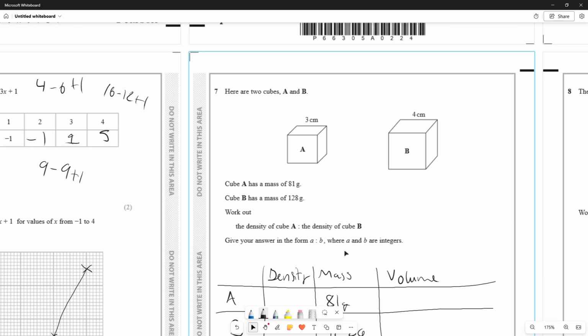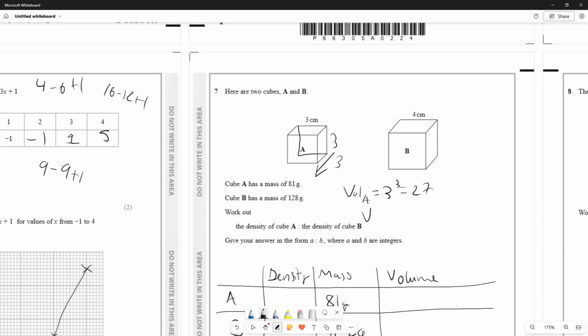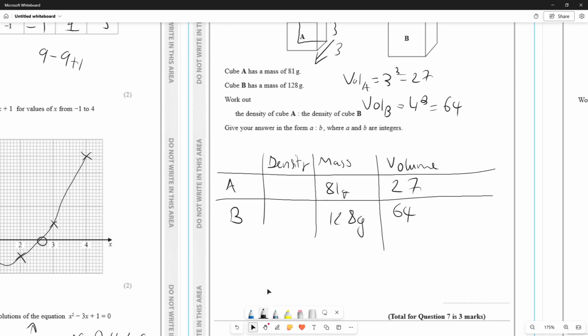Now they're cubes, okay? So imagine you have the little square base of that cube, and you're just adding 3 centimeters of that. So it'd be 3 times 3, and then another 3, so that'd be 3 cubed. So the volume of A is equal to 3 cubed, which is equal to 27. And the volume of B is respectively 4 cubed, which is equal to 64. So we can write these in at the bottom here.